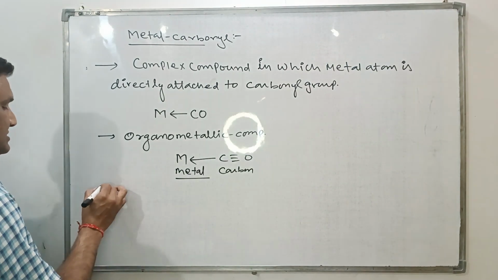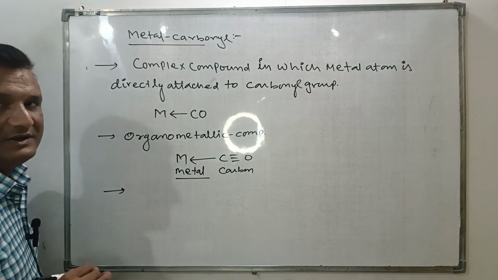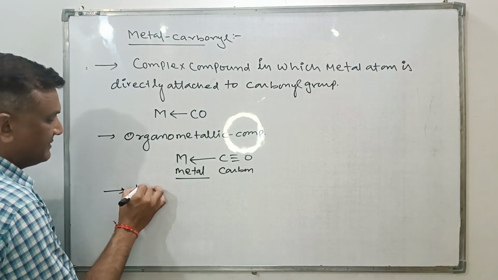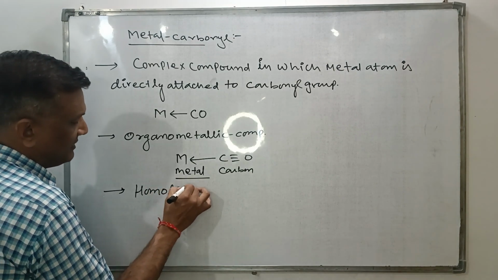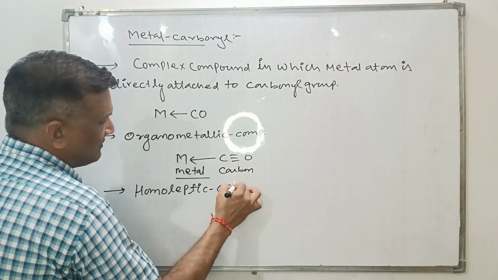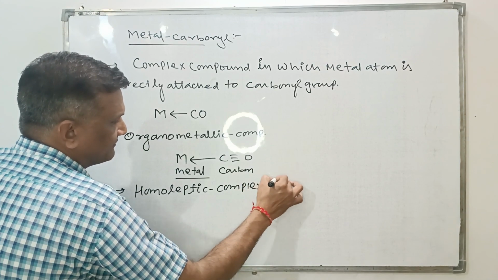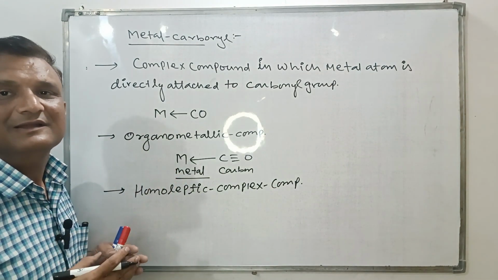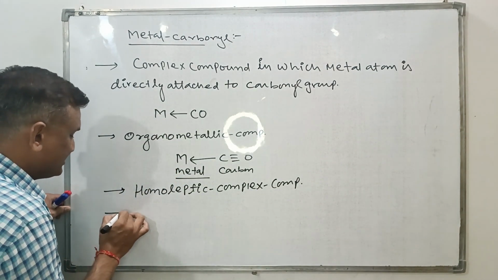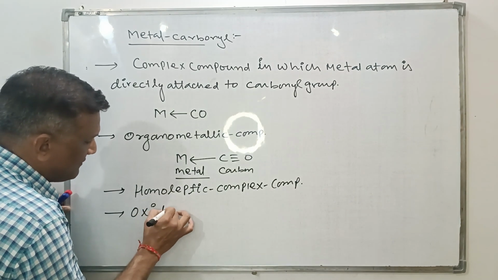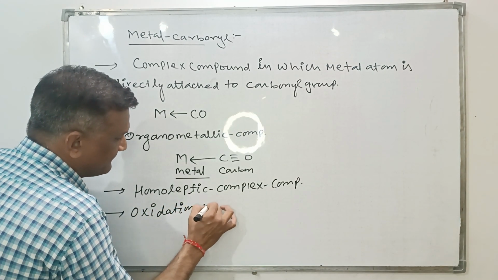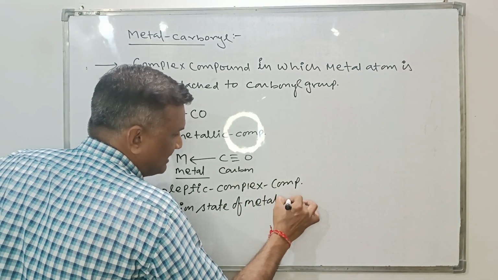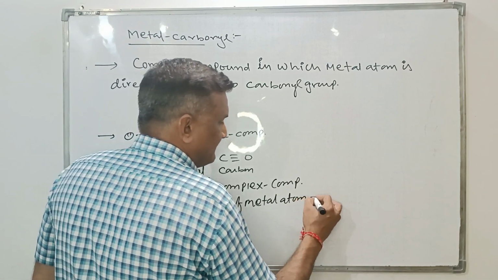Regarding the type of complex compound, these are homoleptic complex compounds, because they exist with only one kind of ligand. The oxidation state of the metal atom in these complexes will be 0.